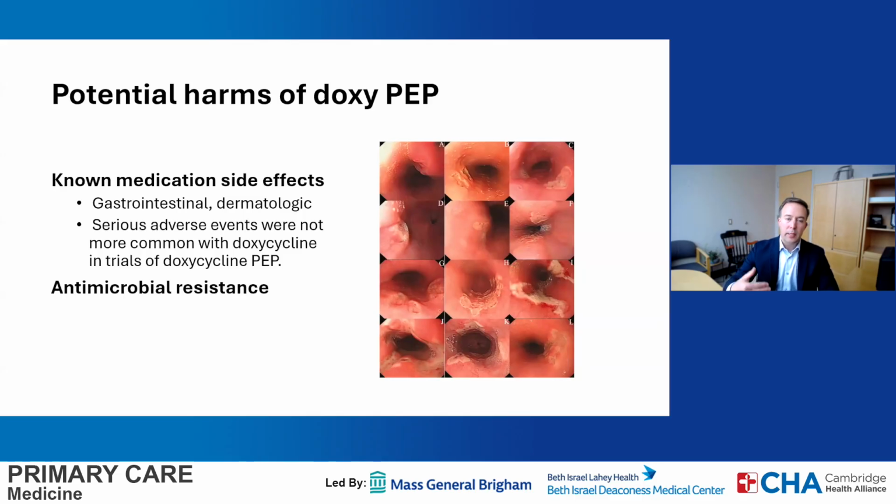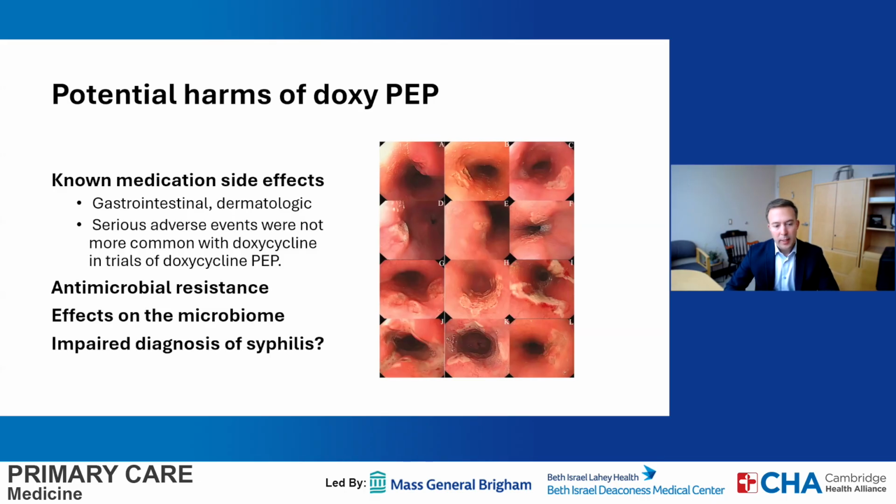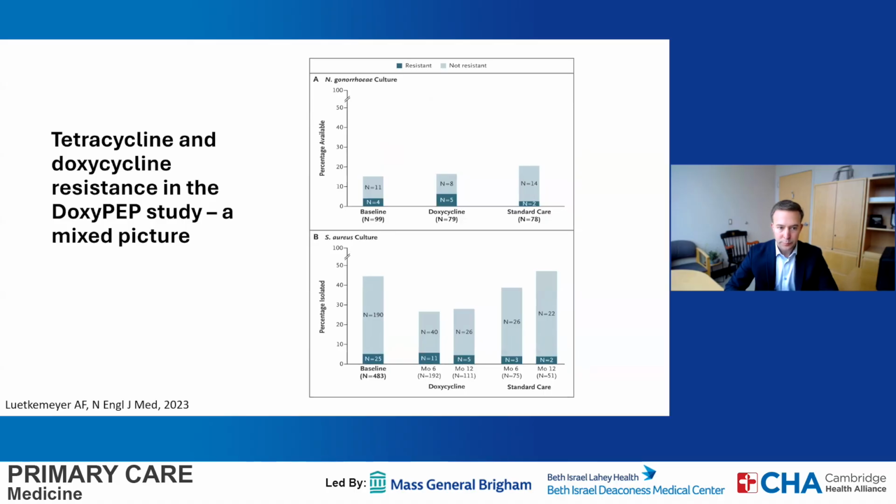However, I think of greater concern would be antimicrobial resistance with doxypep and effects on the microbiome. And then theoretically, there has been concern about impaired diagnosis of syphilis. Perhaps doxypep would just blunt or delay the serologic response to syphilis, but not fully prevent that infection. That's been a theoretical concern, but we as of yet have not seen any evidence that that's the case.